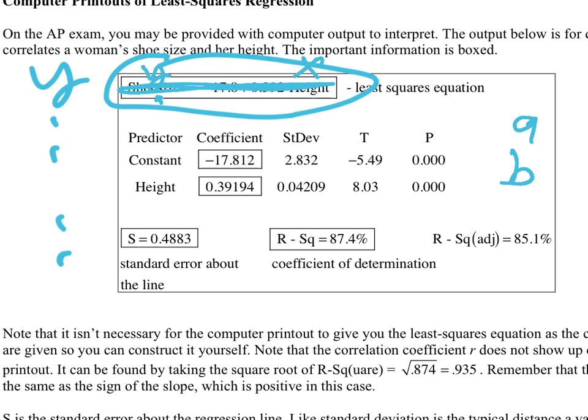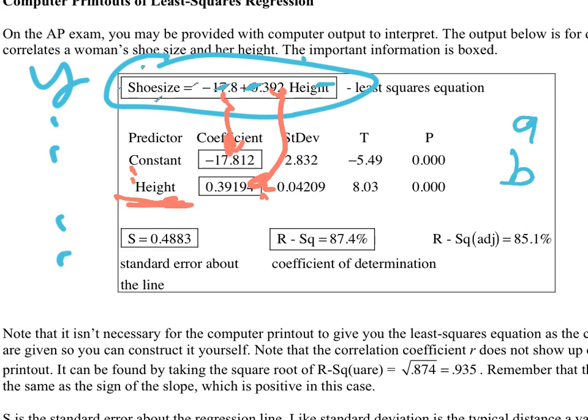Okay? So I say that because you could look at this and see it. In this case, you can see it. He's not hiding it from you. Look at this value next to the word height. It's right here. Sometimes they don't use the word though. They use a different word. But they always use constant. That stood for the Y-intercept.